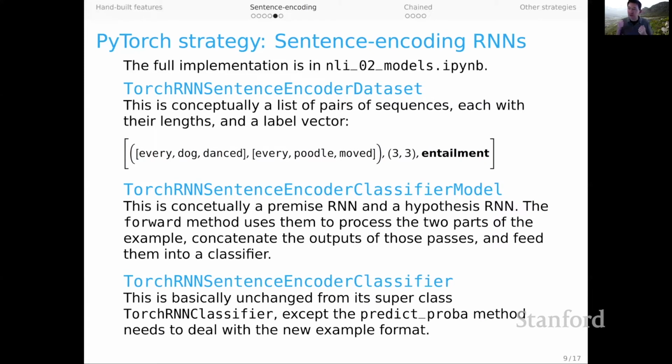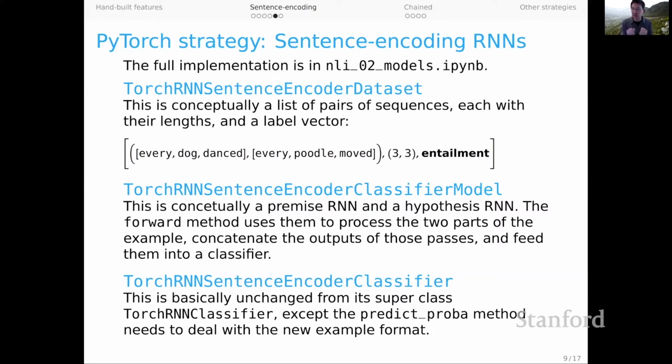And then finally, for the actual interface, the Torch RNN sentence encoder classifier, this is basically unchanged, with the one modification that you need to change the predict proba method, the fundamental method for prediction, because it too needs to deal with this different data set format that we established up here. And that is, again, a kind of low-level change.